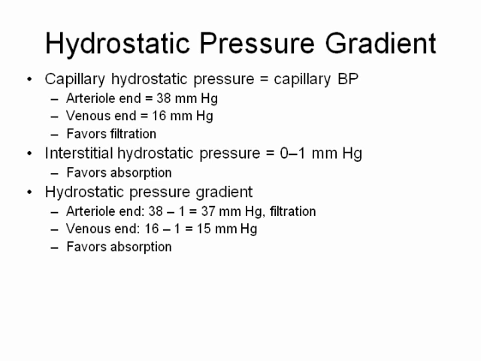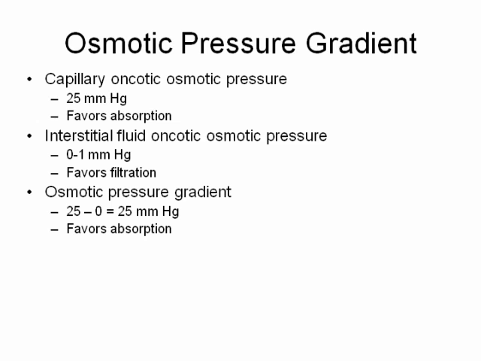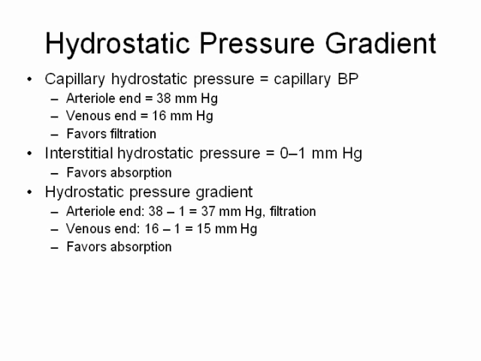So let's take a look at finishing up the hydrostatic pressure gradient. At the arteriolar end, we have 38 minus 1. At the venous end, we have 16 minus 1. So all of this is going to be favoring the movement of material from the plasma into the interstitial space. Actually, let me back up here. So this needs to be corrected. That favors filtration.